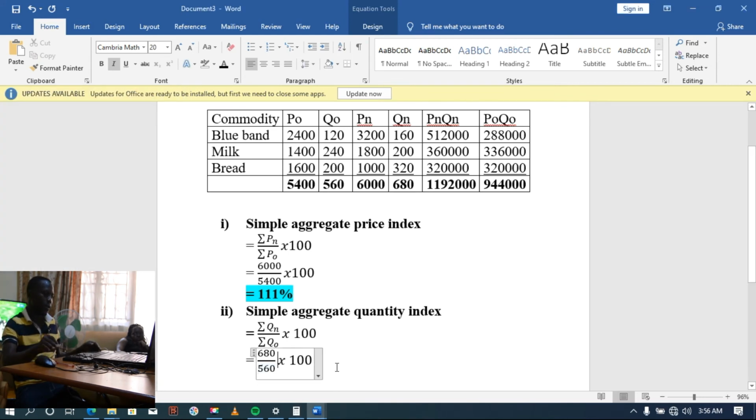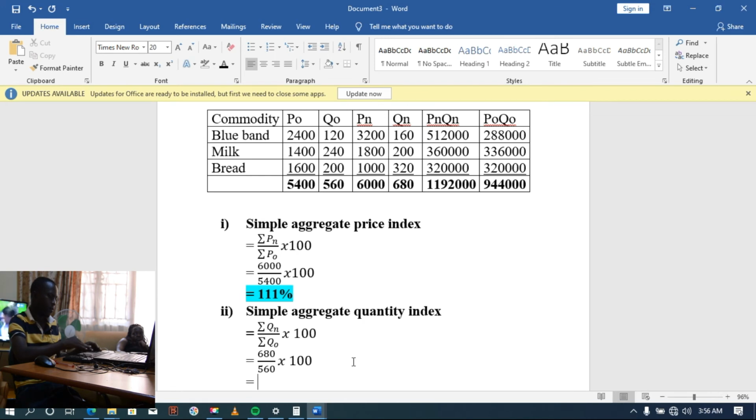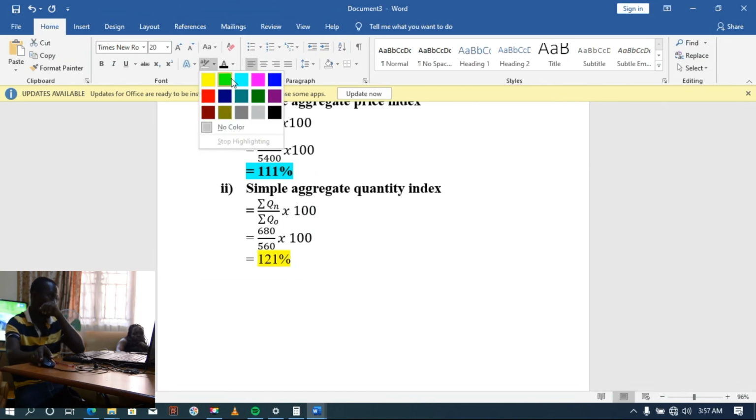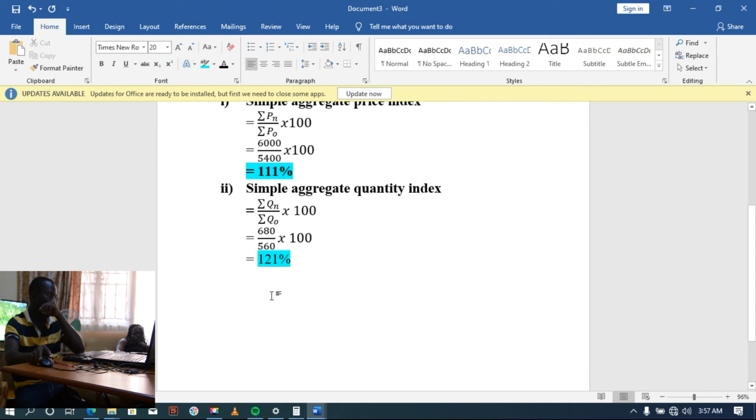So implying that our simple aggregate quantity index is 121%. It also shows an increase in the quantity demanded of these commodities.